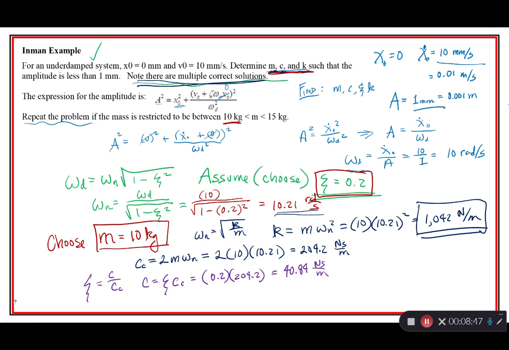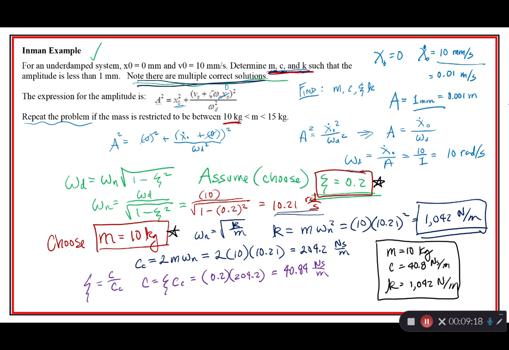So if we go to the answer: mass 10 kilograms, C 40.8 newton seconds per meter, K is equal to 1,000. We'll keep the 2 in there. So we've done a design in this problem. That's pretty cool. We've made design decisions. What are the design decisions that we made? We picked this and we picked that. Those are the only two, but here's a combination of values that will achieve what we wanted to do.